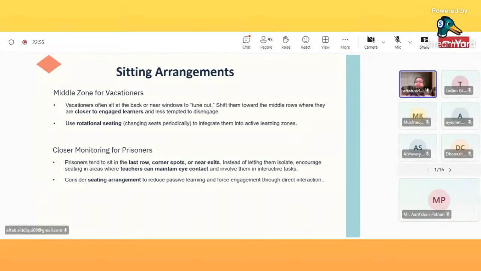Okay, so sitting arrangements also do very well. Often I also recommend this to school teachers as well. Just shift the students front and back, identifying who are the learners, who are the vacationers, who are the prisoners, and accordingly you can shift them a little bit. This you can do. Okay.